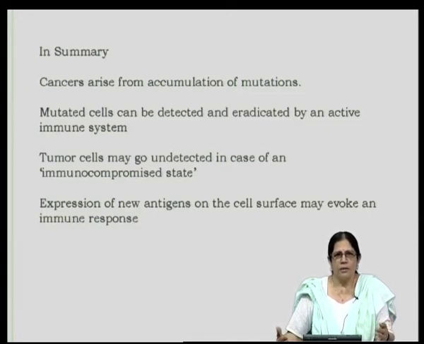However, some mutated cells can be detected and eradicated, while some mutated cells can persist because they go undetected. So, let us now understand this mechanism. A person who is immunocompromised may allow the tumor cells to go undetected. In an immunocompromised situation, a tumor cell has a better chance of slipping by, and once it slips, it is able to establish itself and the tumor becomes an entity.